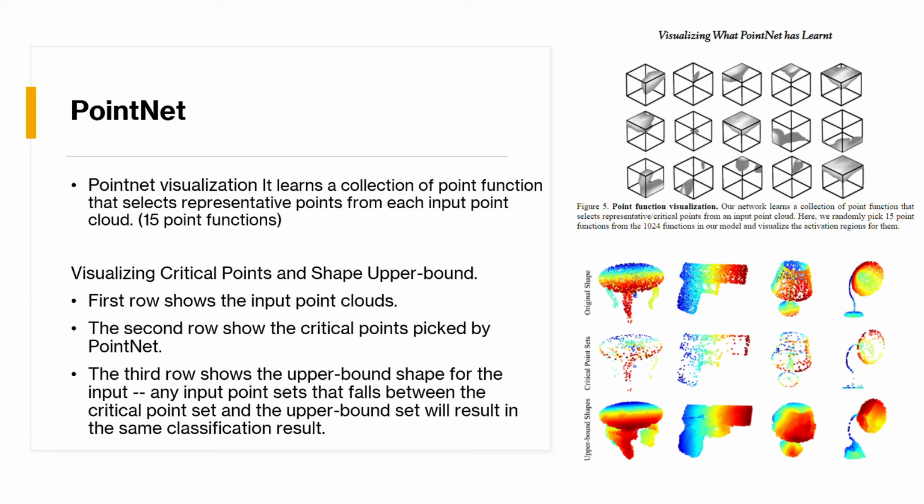So in the first row, you are looking at the original shape of the point clouds. In the second row, it shows critical points. So the algorithm is able to detect critical points that it picks as some kind of features that it will use. And in the third row, it shows some upper bound shapes and lower bound shapes. And if it is between those upper and lower bounds, the classification result will be that it is a gun, or any object that is in there.